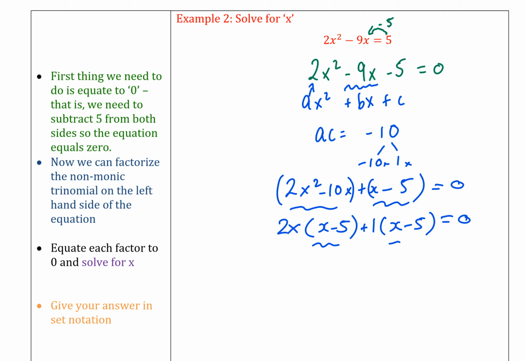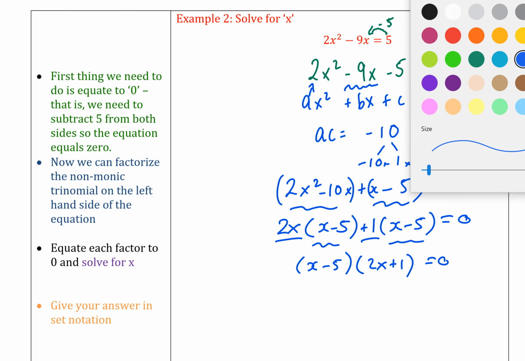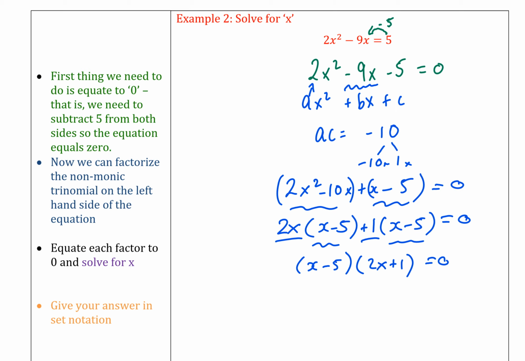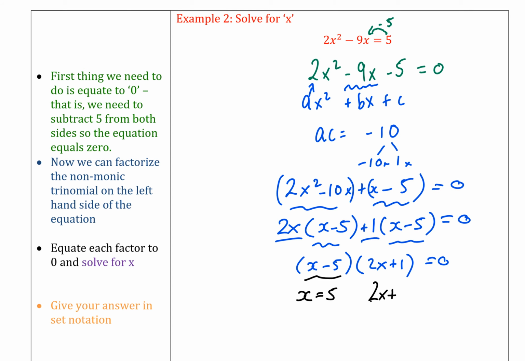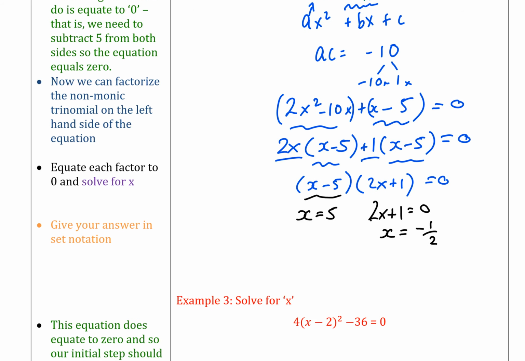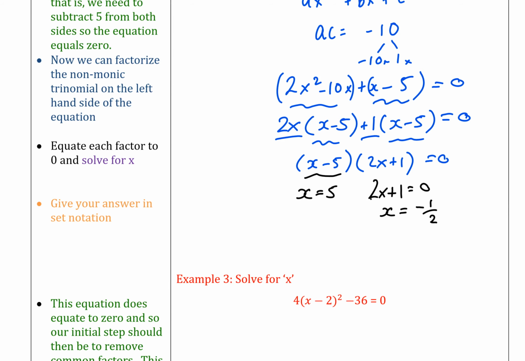I can recognize that there's a common factor now of x minus 5, so that goes over here, and I'm left over with 2x plus 1. Now from this point on, this is no different to any other problem. We've factorized the expression, it equals 0, and we can use null factor law to say that either x equals 5, or 2x plus 1 equals 0, or x equals negative 1/2. So giving my answer as a set, I can see x is an element of negative 1/2 or 5.